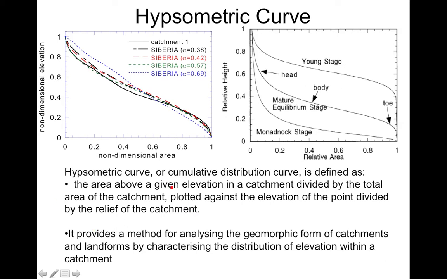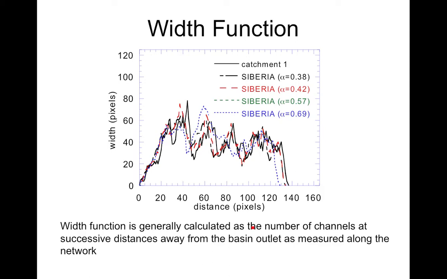So there's a hypsometric curve or cumulative distribution curve. It gives us information about the geomorphological characteristics of the catchment. The width function calculates a number of channels at successive distances away from the basin.